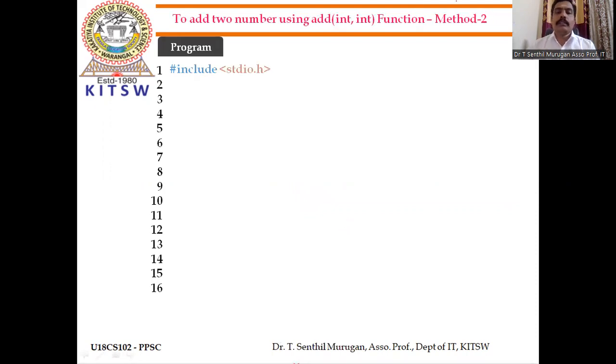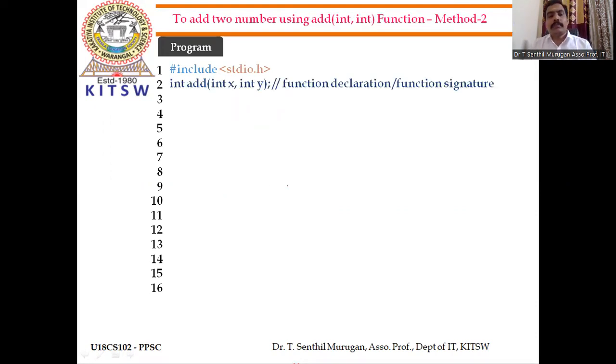Okay. So now we are going to discuss another program. How to add two numbers using a function named add with two integer arguments. So how can we write it? We have to inform the compiler that I am going to return an integer value, and after performing this function, it will return an integer value. The function name is addition, and it will pass two values, x and y. Okay, two integer values, x and y.